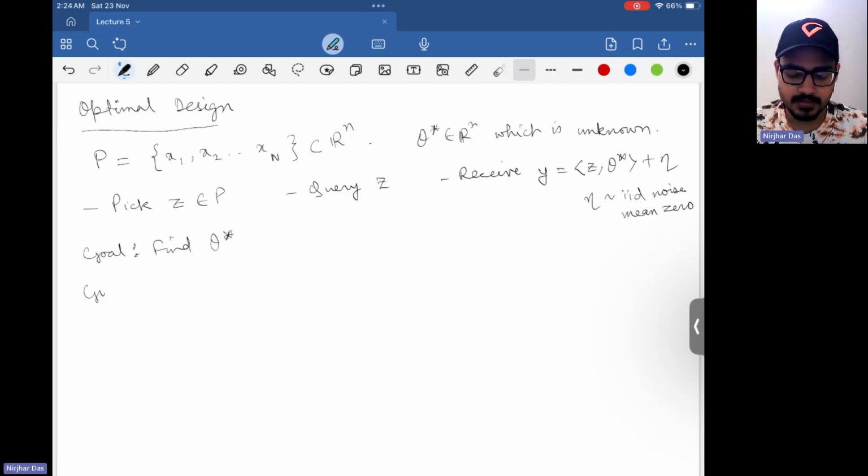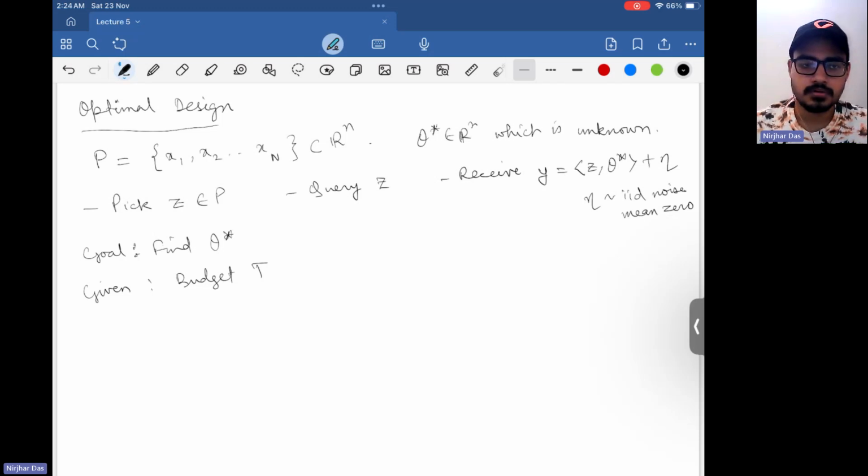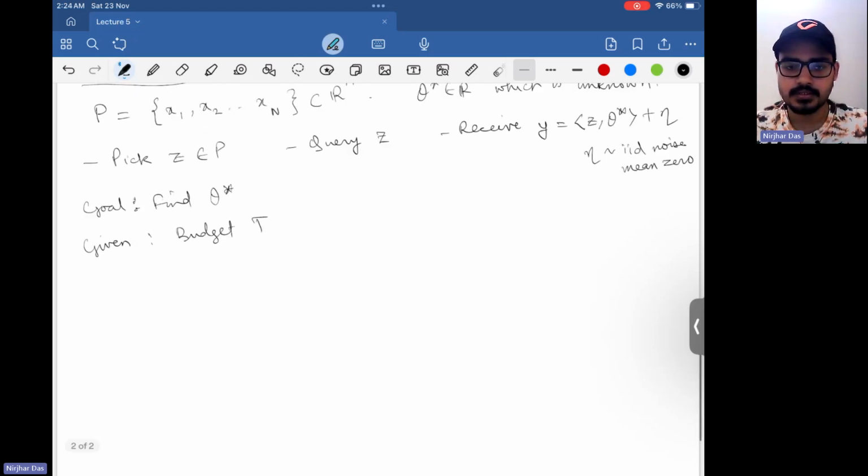And this is given a budget T. What is this budget? The budget is basically the number of times you can do this process: pick a z, query that point, and receive the signal. So the number of times you can do this is capital T, and you have to figure out a way to query some T points from this given set of points P such that your estimator is as good as possible. What do I mean by as good as possible? I'll define that in a minute.